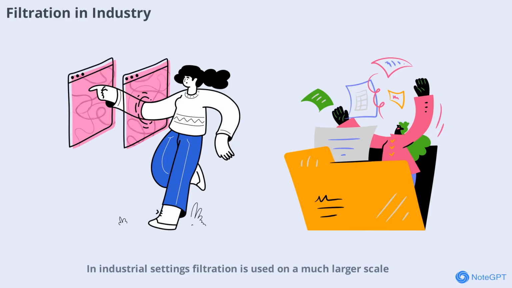In industrial settings, filtration is used on a much larger scale. Factories use massive filters to purify chemicals, treat wastewater, and produce clean air. Industrial filters are often made from durable materials and designed to handle high volumes and pressures. The principles remain the same as in the lab, but the equipment is scaled up to meet the demands of large-scale production. Filtration ensures product quality and environmental safety in many industries.